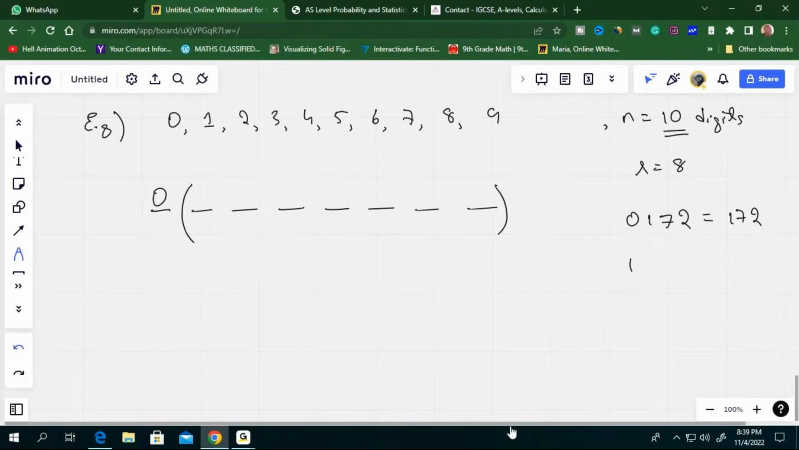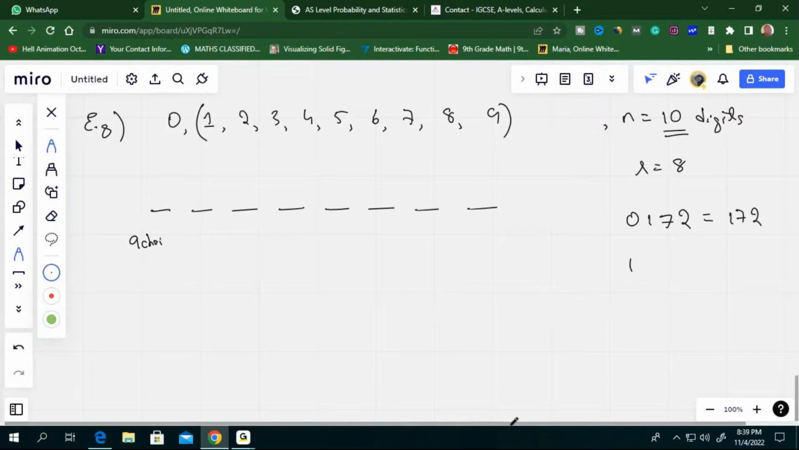So for the first position, I'm having 9 choices, from 1 to 9, excluding 0. I can pick any number from 1 to 9 at the first position. Now at the second position you can use 0. Am I right? And they have said that numbers are not going to be repeated. So this is the non-repetitive case.